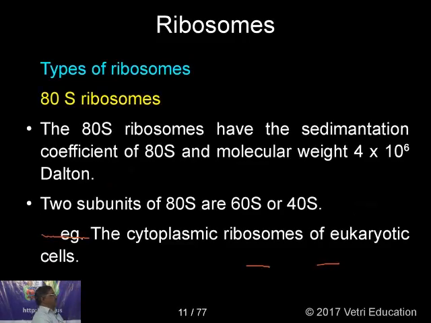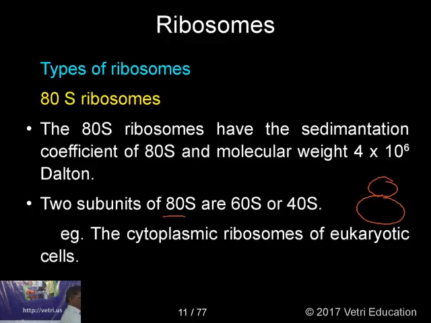Regarding the second one, the 80S ribosomes have a sedimentation coefficient of 80S and a molecular weight of 4 into 10 to the power 6 Dalton. There also you can find two subunits, 60S and 40S. Generally 60 plus 40 would be 100, but that is not the case here. When they combine, they get only 80S. So the cytoplasmic ribosomes of eukaryotic cells are of the 80S type.